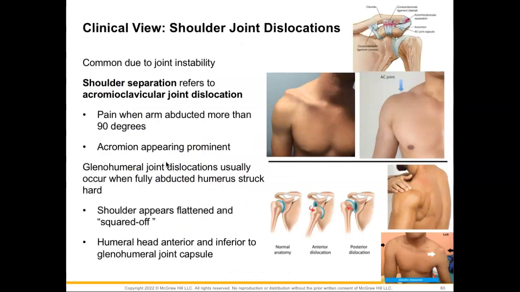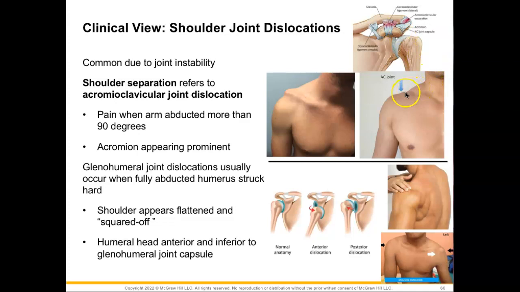And now for a clinical view, we said that the shoulder joint is commonly dislocated because of its instability. So that separation that we have within the acromioclavicular joint, dislocation is seen over here, and this is illustrated here where we see those ligaments have been torn at the acromioclavicular joint, and here we see a ligament torn at the coracoclavicular ligament.